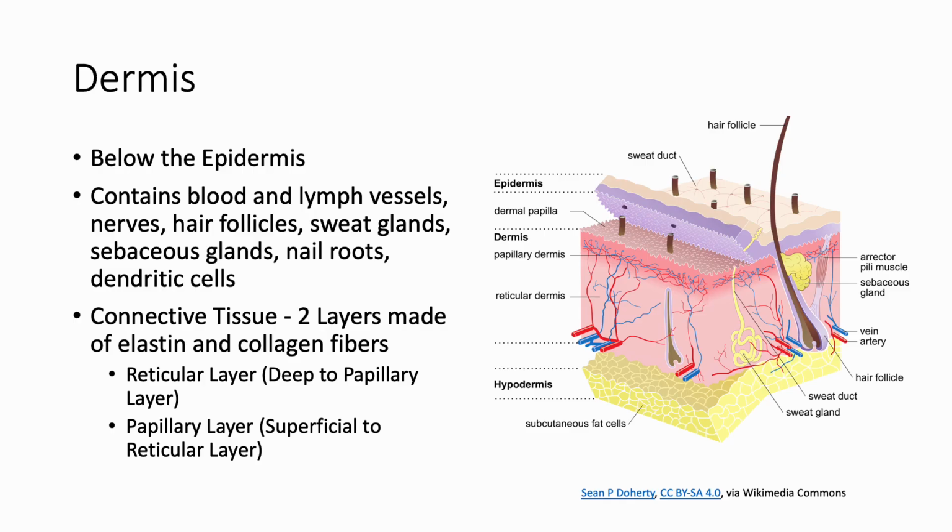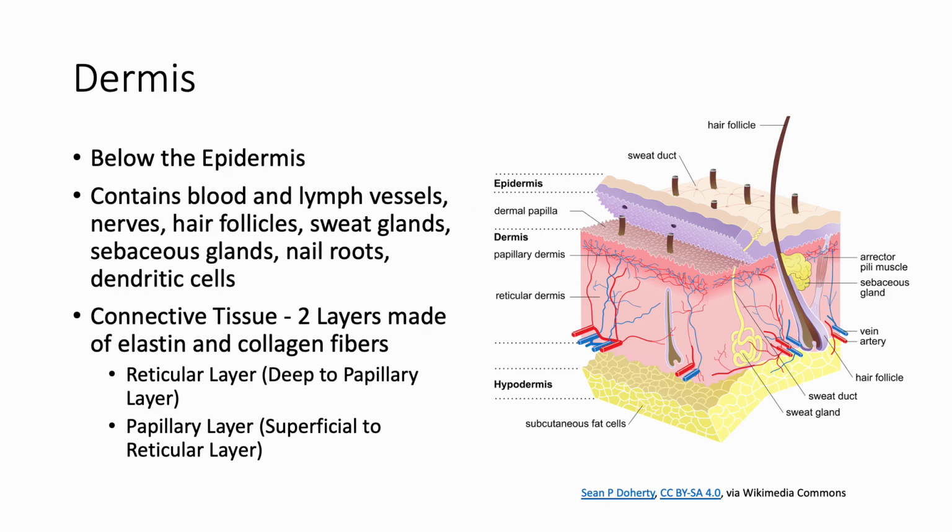We also find some other accessory structures. So we find hair follicles, sweat glands, sebaceous glands, nails, and dendritic cells. We're going to talk specifically about some of those accessory structures at the end of this video. Now, the dermal layer is made up of types of connective tissue. So whereas we had 5 layers of the epidermis, we really only have 2 layers that we find in the dermis. The deepest layer of the dermis is the reticular layer, and then the layer above that, or superficial to that, would be the papillary layer.